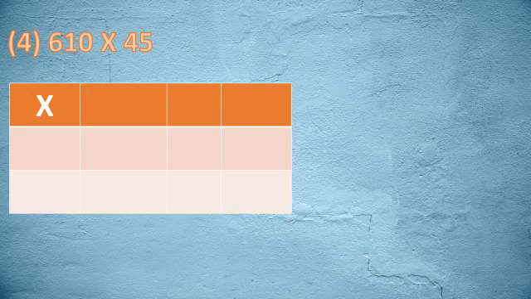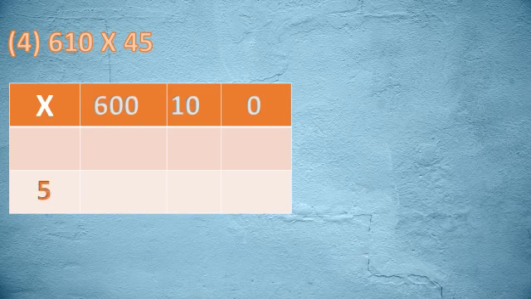Fourth one, it is 610 multiplied by 45. So now let us write the first number, that is the multiplicand, 610. Okay, now let us start from the units place. So units place we will write 0, tens place 1 and 0, 10. Hundreds place it is 600. The next number is 45, which is the multiplier. So units place 5, tens place 40.